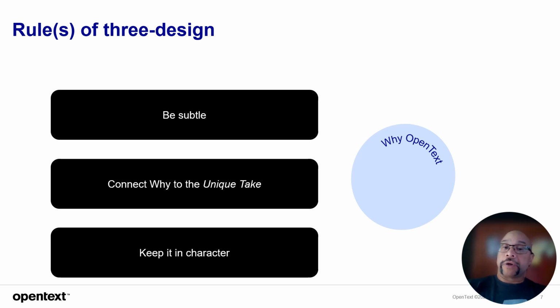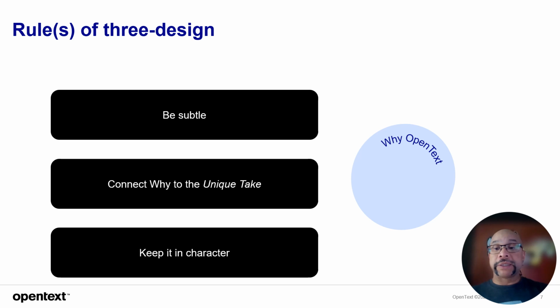Now, if that's where you're comfortable, that's where you should live. You do it the way that you're comfortable. That's going to give the audience the best examples, and that's going to give the audience the best opportunity to be part of it. So as we're designing it, we're talking about why OpenText? Keep it in character.